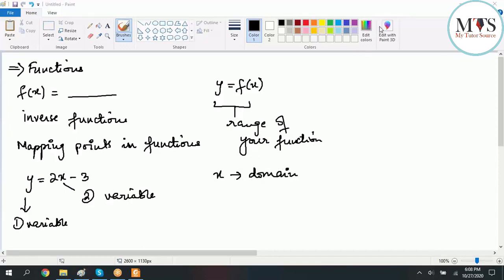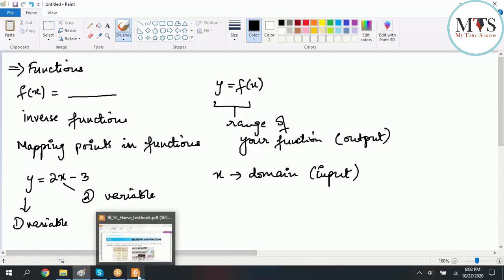Now, easier words for domain and range: domain is your input, range is your output. Basically, just consider the function as a machine. You're putting input raw materials into it and it's coming out with refined products. That's your output, which is your range. That's the basic way to think about functions.